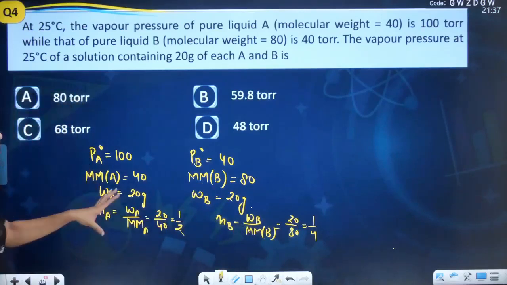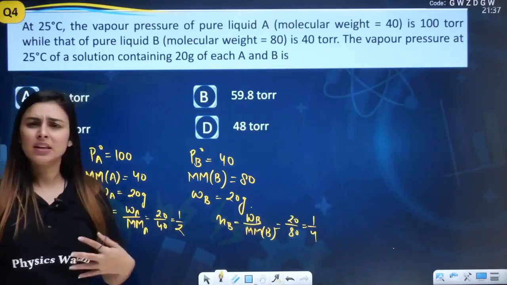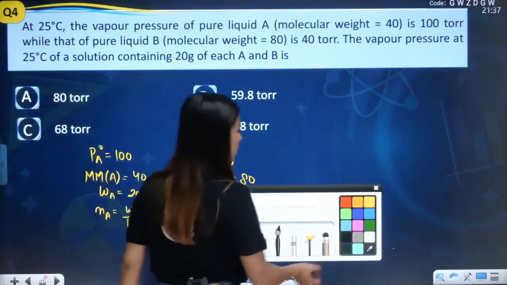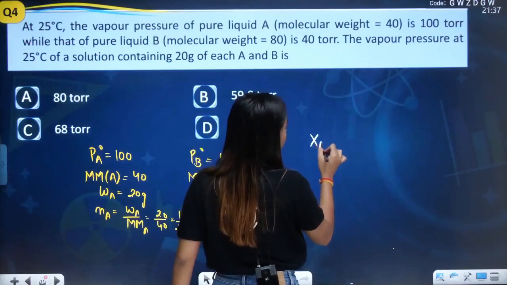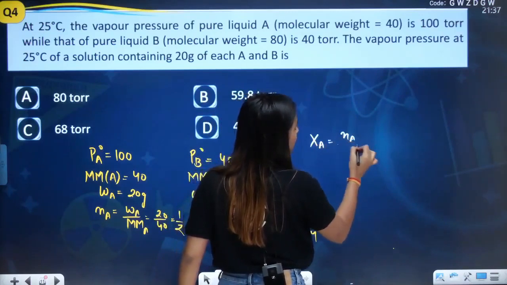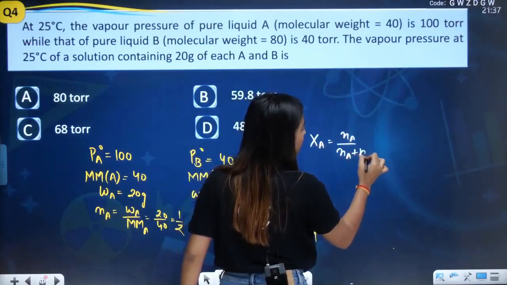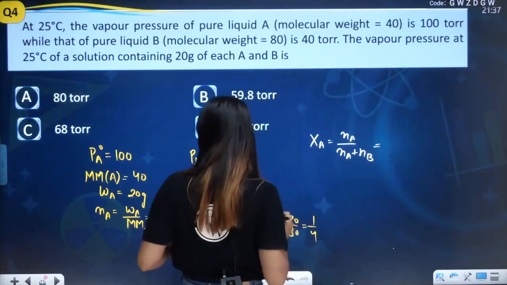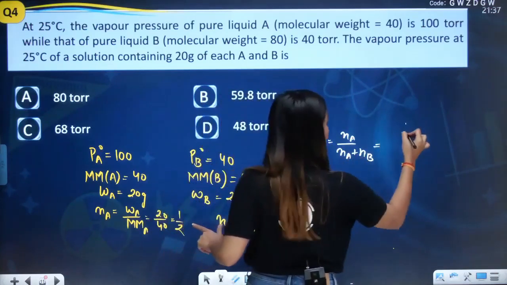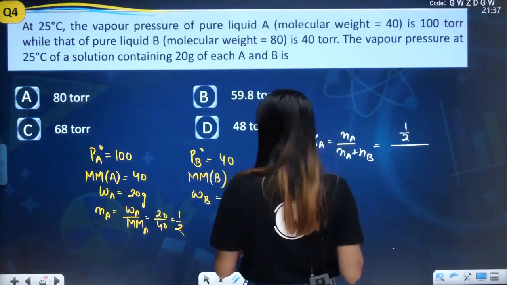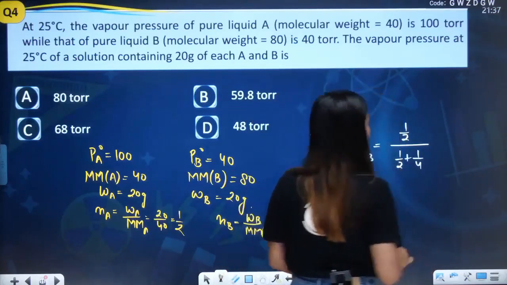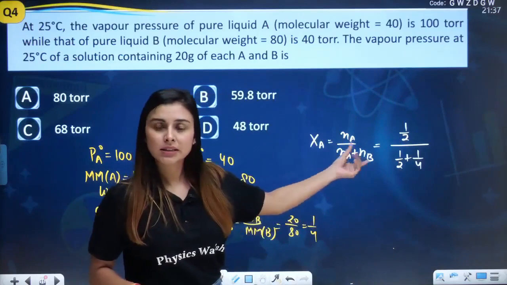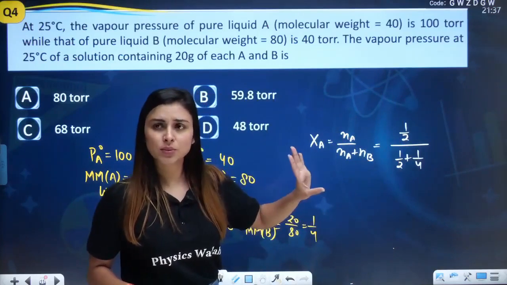Now, can you calculate their mole fractions as well? Yes, ma'am, it is very easy. It is a binary solution. It has two components. So I can say that mole fraction of A will be equal to moles of A upon moles of A plus moles of B. Moles of A are 1 upon 2 and moles of B are 1 upon 2 plus 1 upon 4, right? Yes, it is very easy. Perfect. No issues, my dear students.